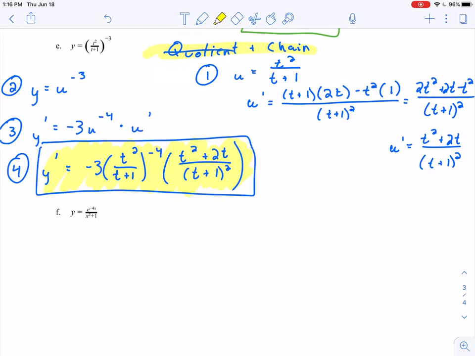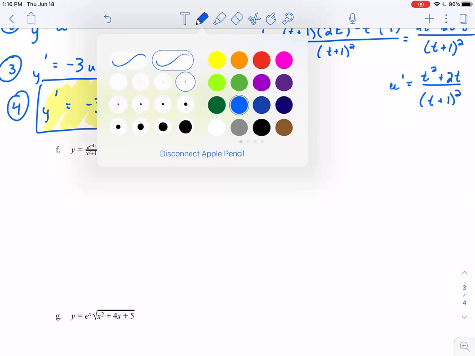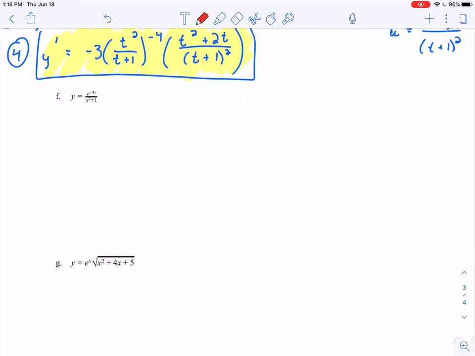So let's look at our next example. Let's change up our color. Let's do this in red. Here I have y equals e to the negative 4x power divided by x squared plus 1. Well, shoot, I look at this, I see that fraction. It's not quite a rational function, but I see something that looks similar to one. Definitely say, okay, there's going to be a quotient rule in here for sure.